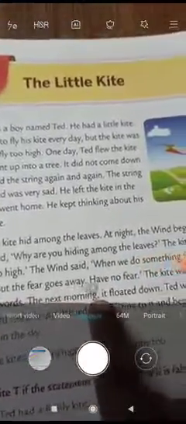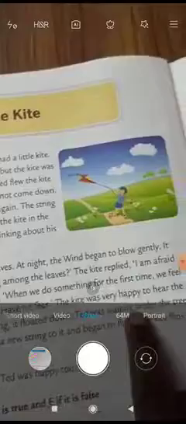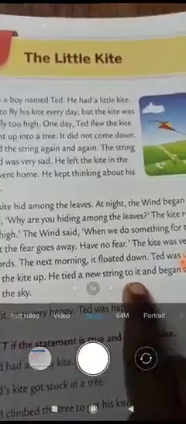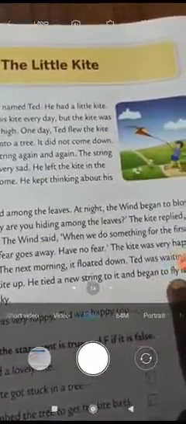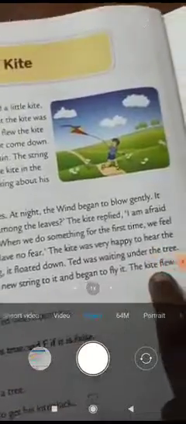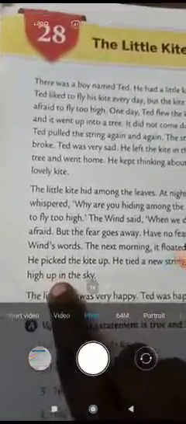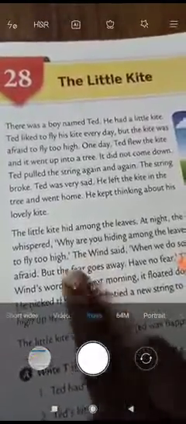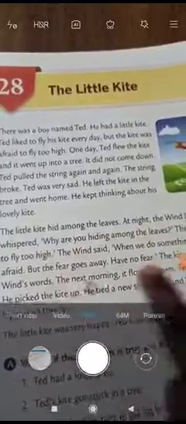The next morning, it floated down. Ted was waiting under the tree. He picked the kite up. He tied a new string to it and began to fly it. The kite flew high up in the sky. The little kite was very happy. Ted was happy too. So, you understand, when I read this, I have understood what they are trying to say in this paragraph.